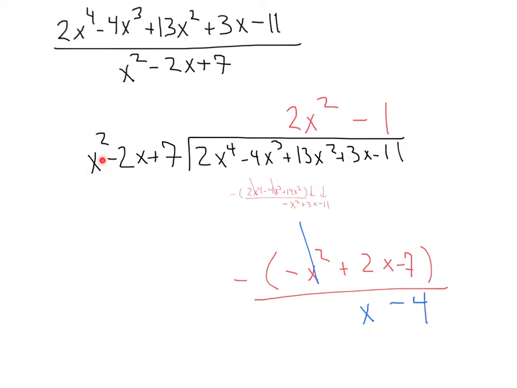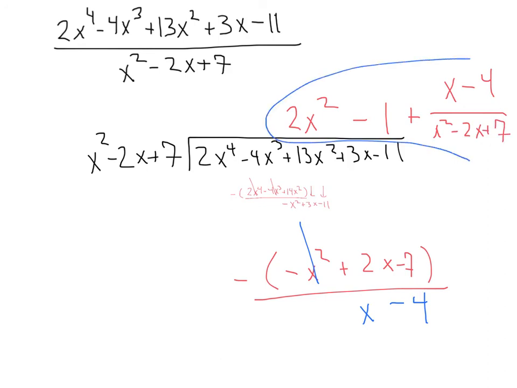Now x squared is bigger than x. It has a bigger degree than x. So I know this whole thing, x minus 4, is my remainder. So I'm going to go ahead and do plus x minus 4 all divided by this whole divisor here, which is x squared minus 2x plus 7. And there's my answer.